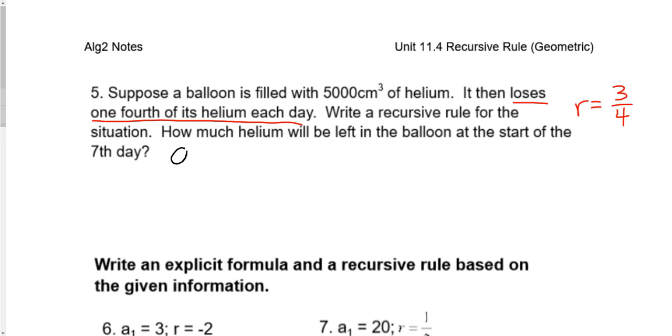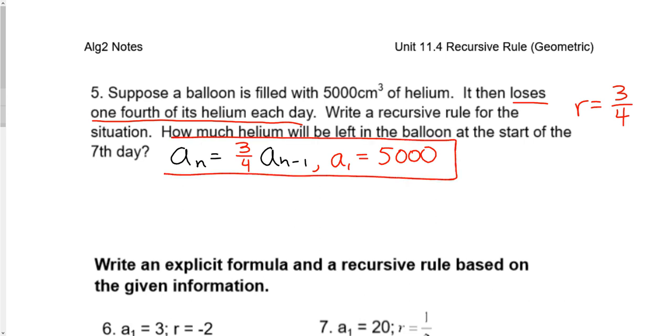Okay, but first, recursive. A sub n equals a sub n minus 1, and because we know it's geometric because it has an r, we put the 3/4 right here. Now that's the formula part, but then we got to tell everyone where to start from. A sub 1 is 5,000. Now this is the answer for the recursive, and I'm not going to do this 7 different times. I just don't want to. So I would use the explicit formula.